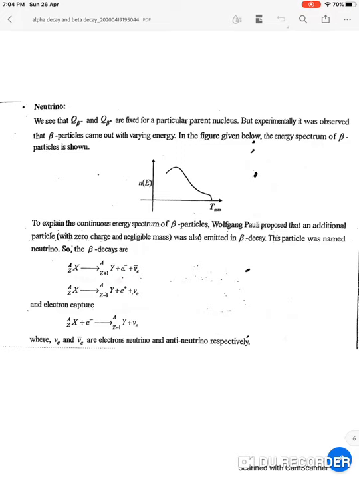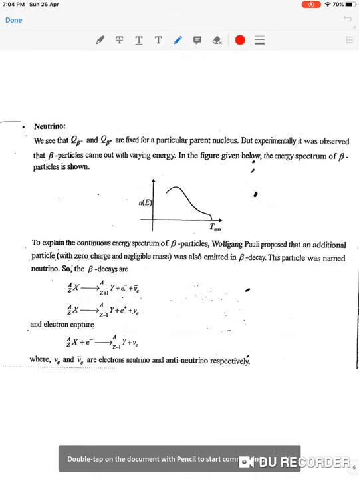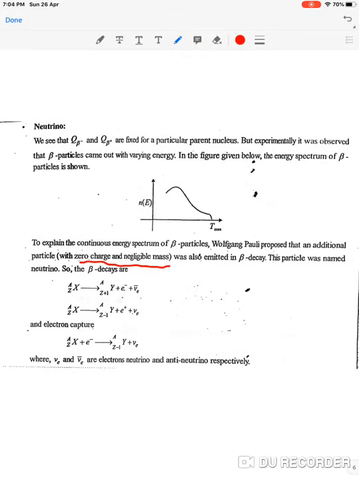Because of this graph, Wolfgang Pauli proposed that an additional particle with zero charge and negligible mass was also emitted in beta decay, and the particle was named neutrino. So this is where our second chapter is completed.